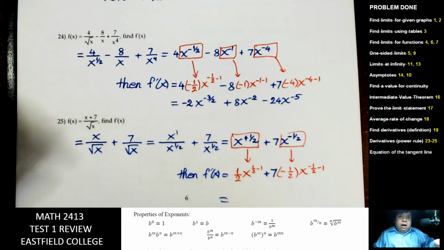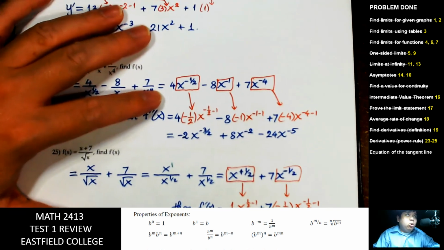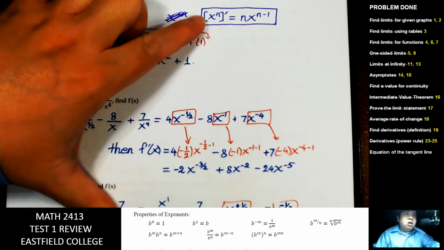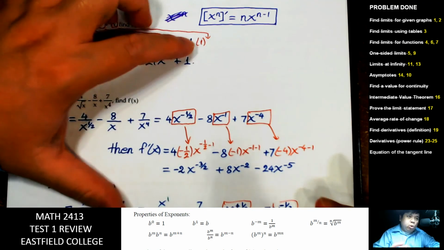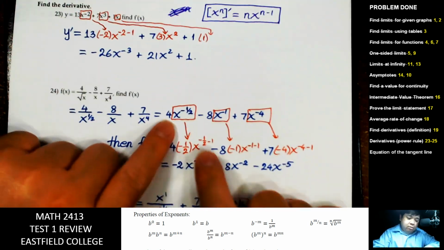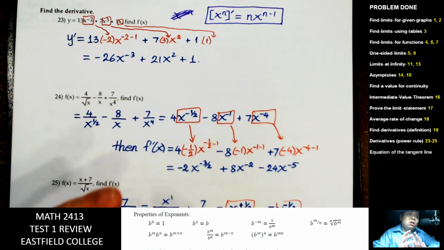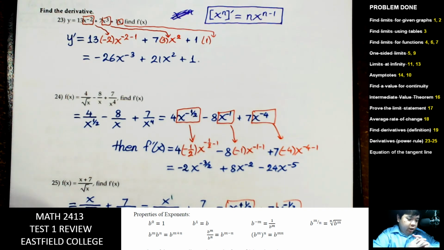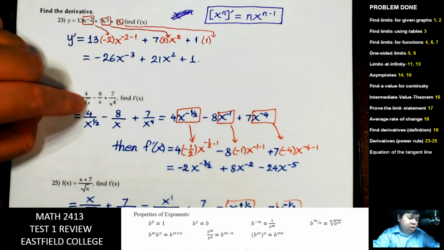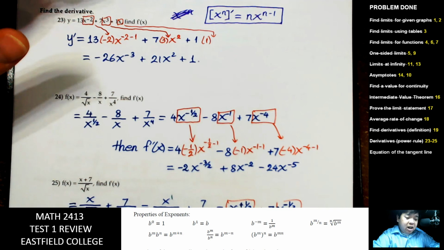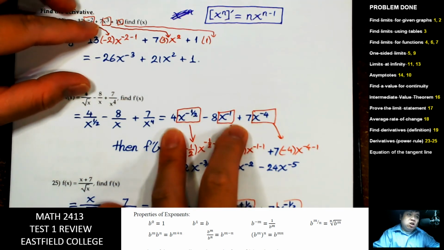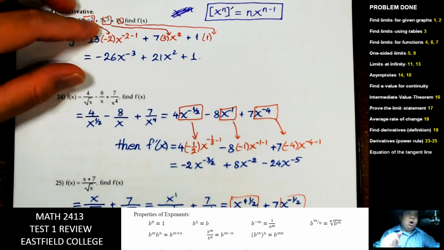Yeah. So that is derivative using the power rule. The power rule is this, but in order to use the power rule we have to write x to some power. If it is the square root or divide by x or anything like that, we have to write it as a power of x, and then we can use the power rule.